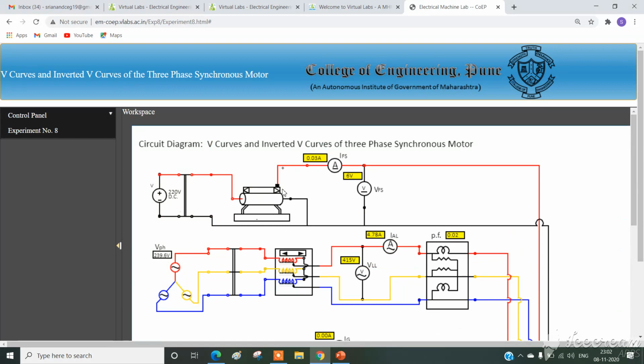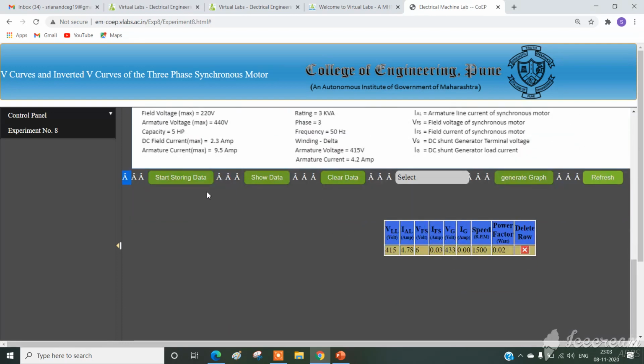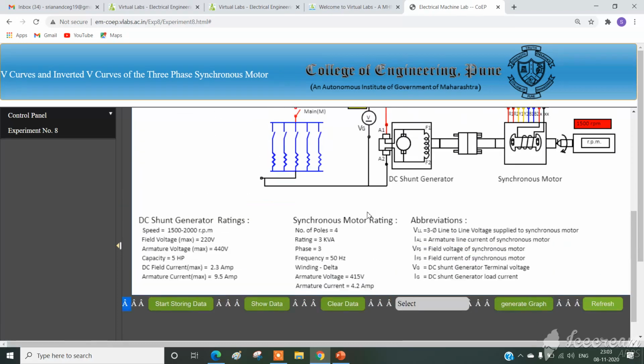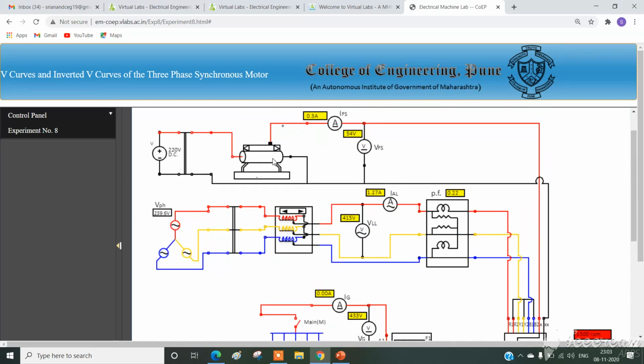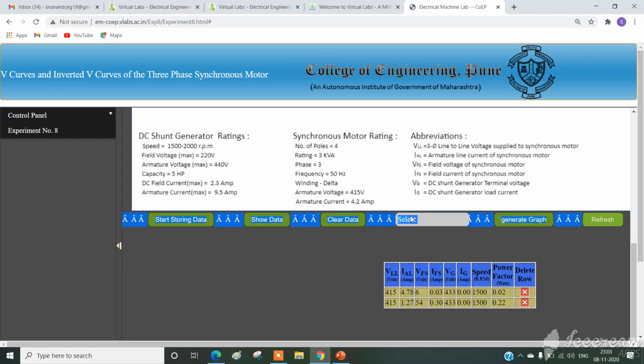Next we need to increase the field current again. I will increase the field current. The power factor value goes on increasing. Again the values are tabulated by storing: simply click storing data and show data. Likewise we need to take more readings, storing data and show data.